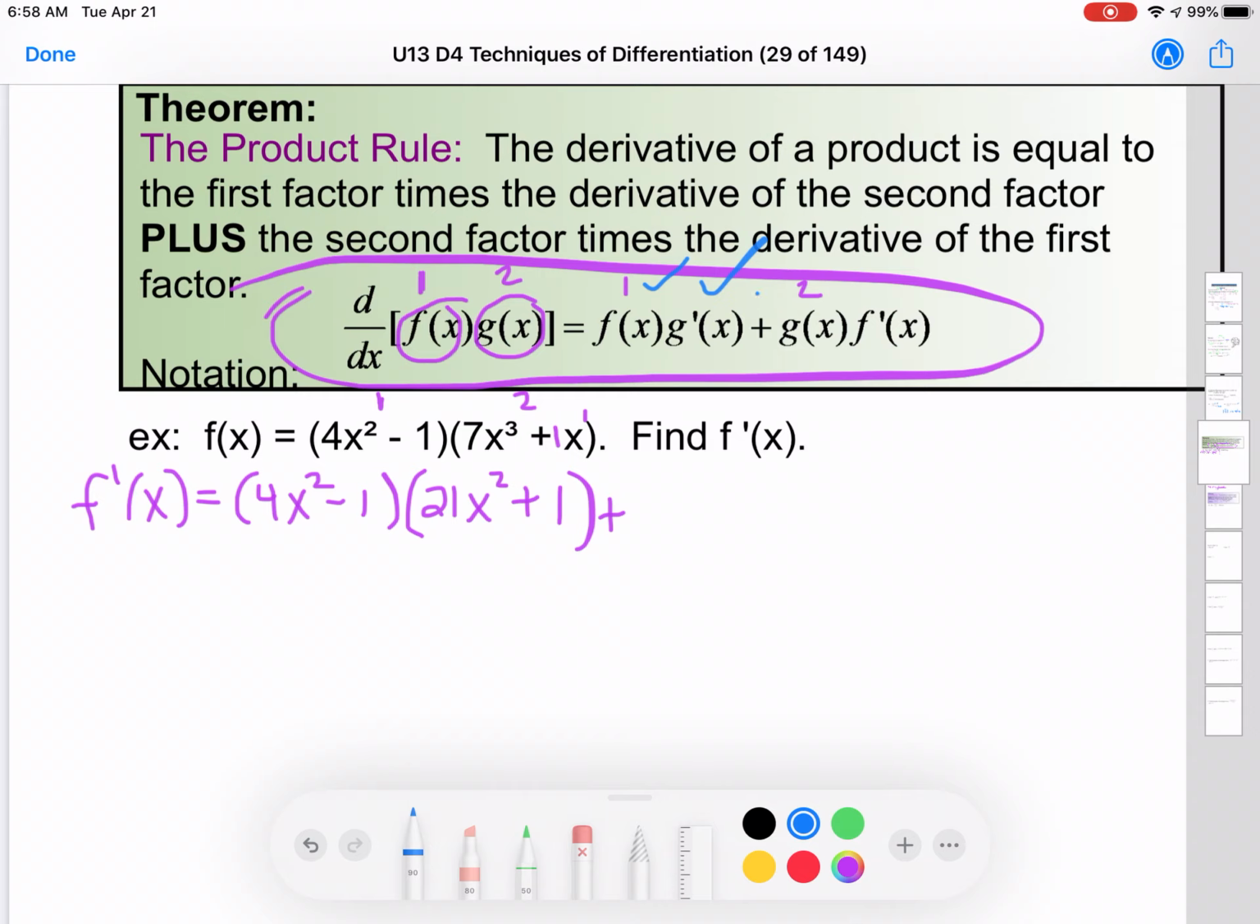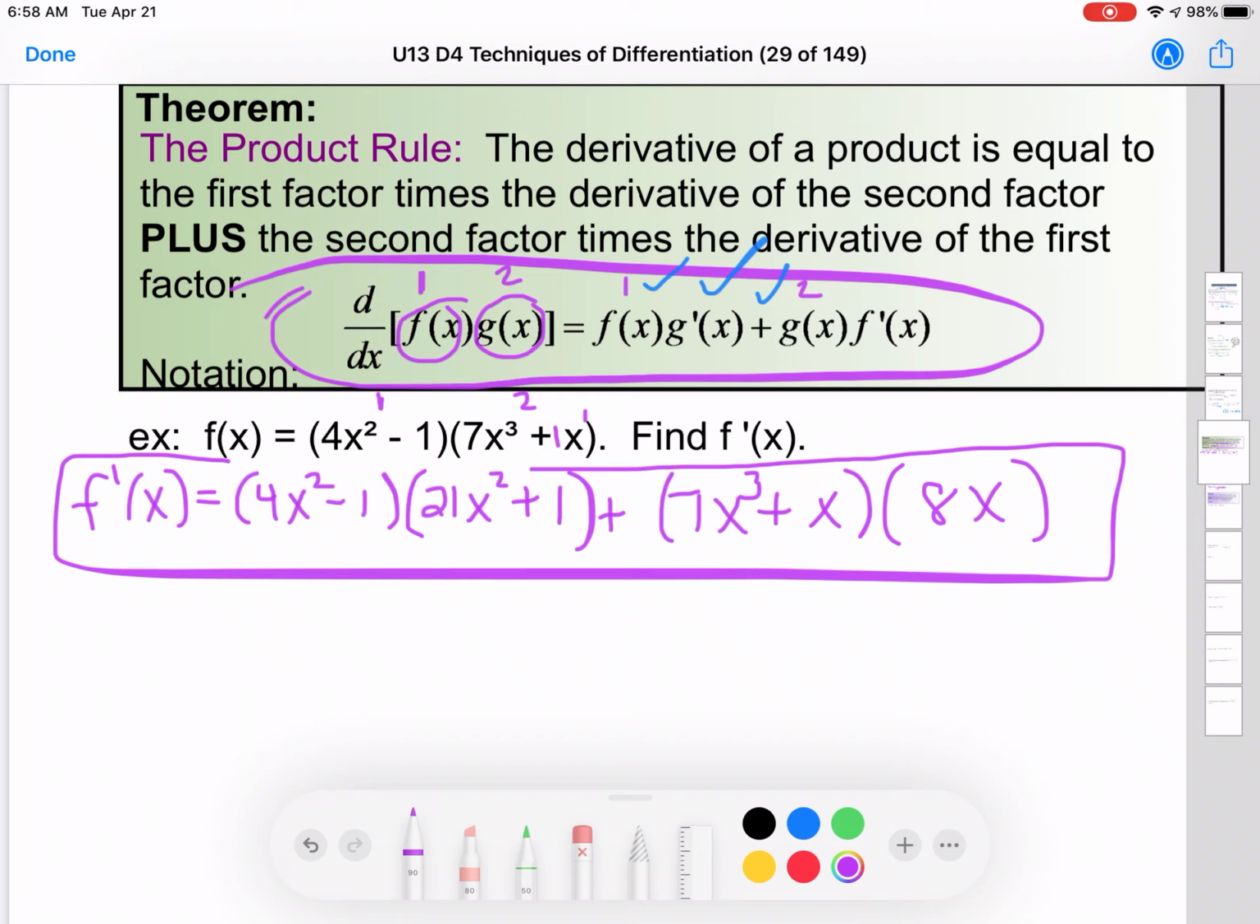Now we're doing plus the second times derivative of the first. So 8x and then the derivative of a constant is just 0. So there's our derivative. Lots of times you can just leave it just like this, okay? So I think we are just going to leave it like this. You don't have to multiply it out if it was multiple choice and you didn't see it, but lots of times we just leave it like this.